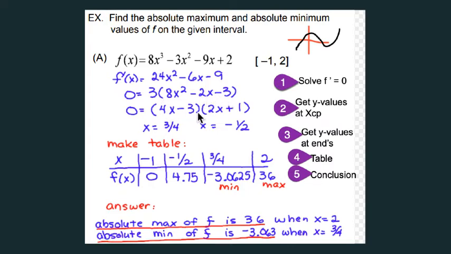And I factor that or polysolve on my calculator. I don't care at this point. So when I do that, I get x equals 3/4 and x equals -1/2. Those, folks, are the critical values, okay? And in this case they mean the same thing as stationary points.